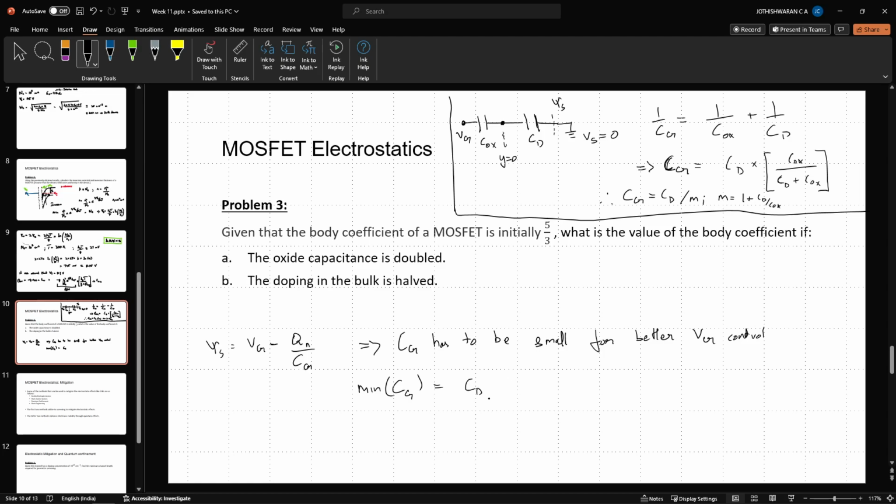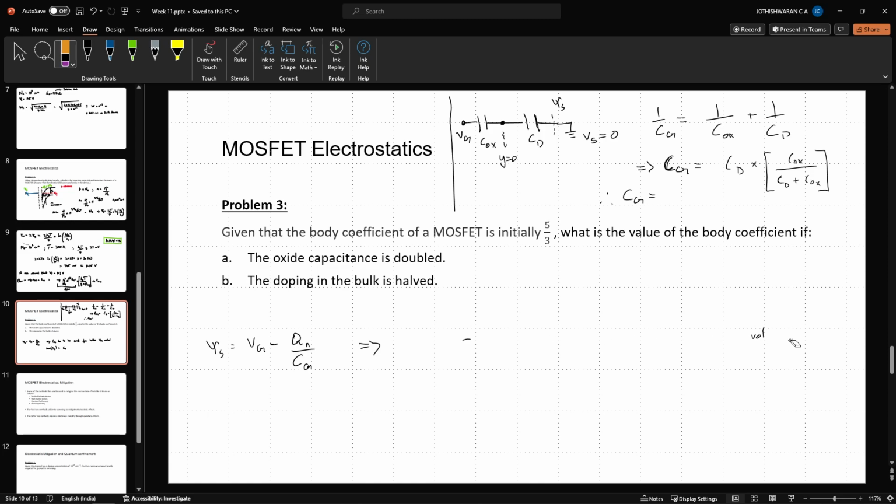I'm sorry, just one second. Oh no. Yeah, now I understand why I was getting those things. So the body coefficient doesn't come up over there, it actually comes over here. Cg is equal to, this was my original quantity and it was correct, Cox into Cd by Cox plus Cd. I'm really sorry for this. And forget about the definition of M for now. So this is the thing.